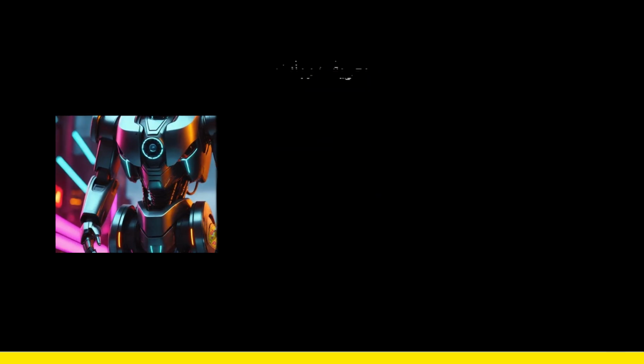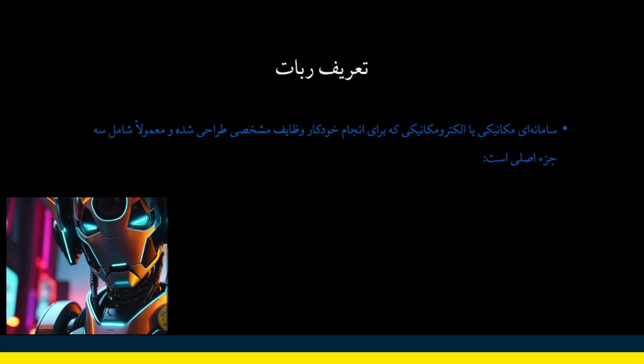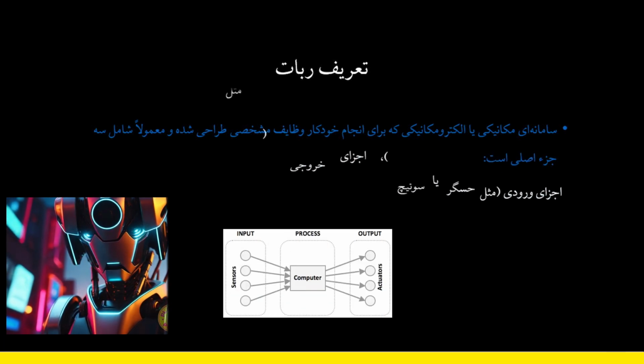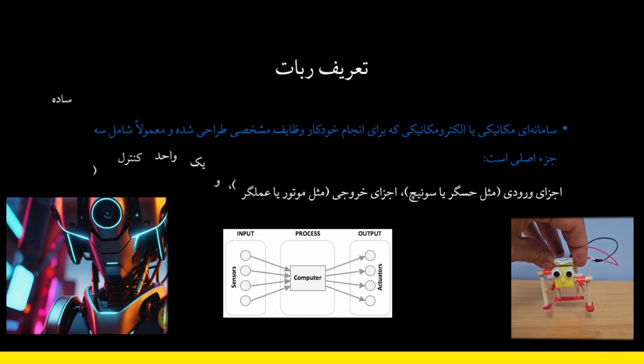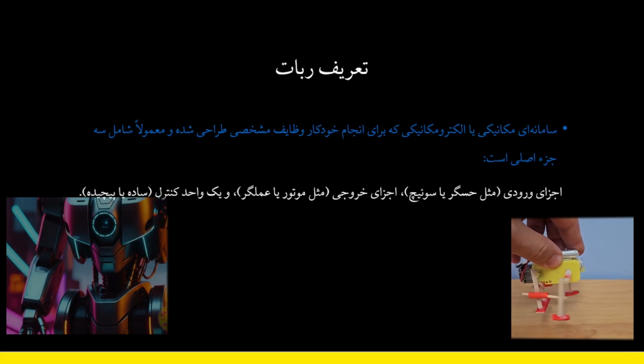So, a robot is basically a mechanical or electromechanical system designed to perform specific tasks automatically. In general, a robot consists of three essential parts: an input system, an output system, and a control unit. We also have intelligent and non-intelligent robots.